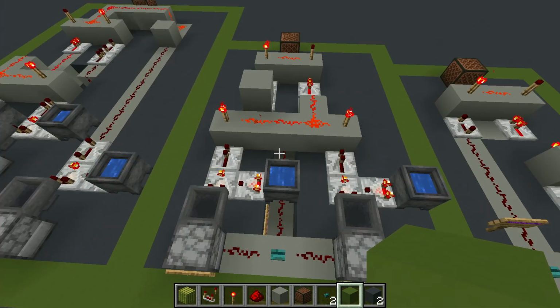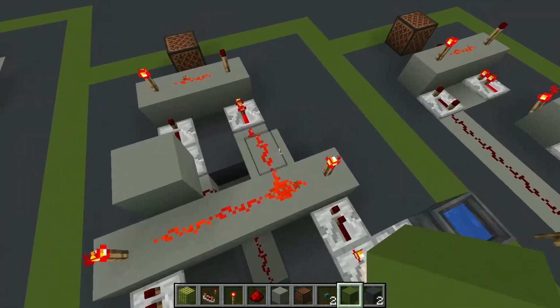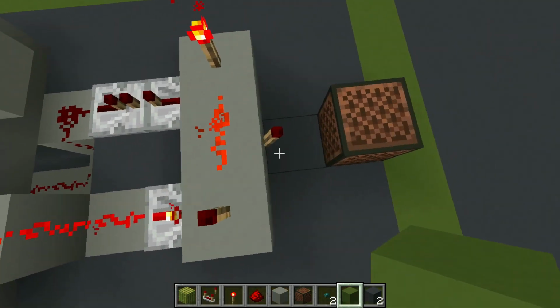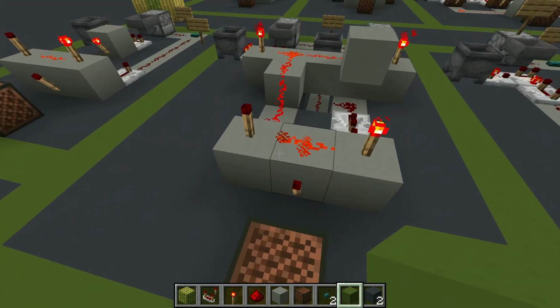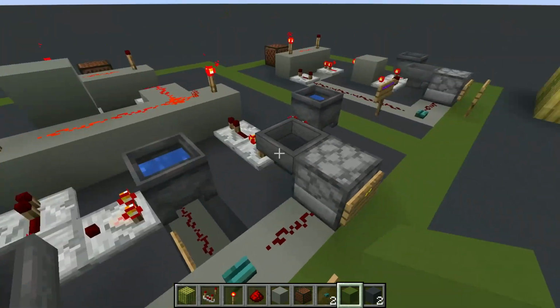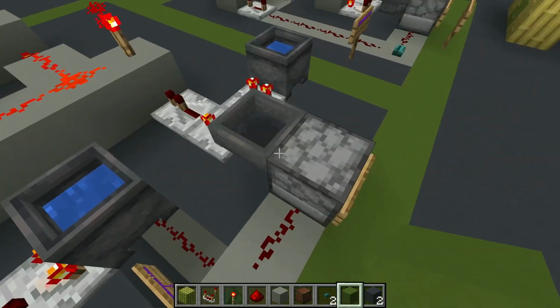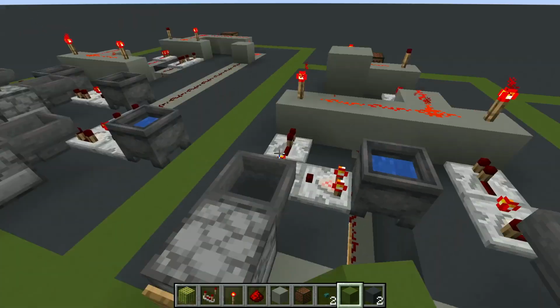Notice it didn't activate the note block because both of these torches turned off, which then turned this one on, which meant it was impossible for this torch to turn back on to activate the note block. So essentially we've negated the possibility of these 2 netherite swords making an output.